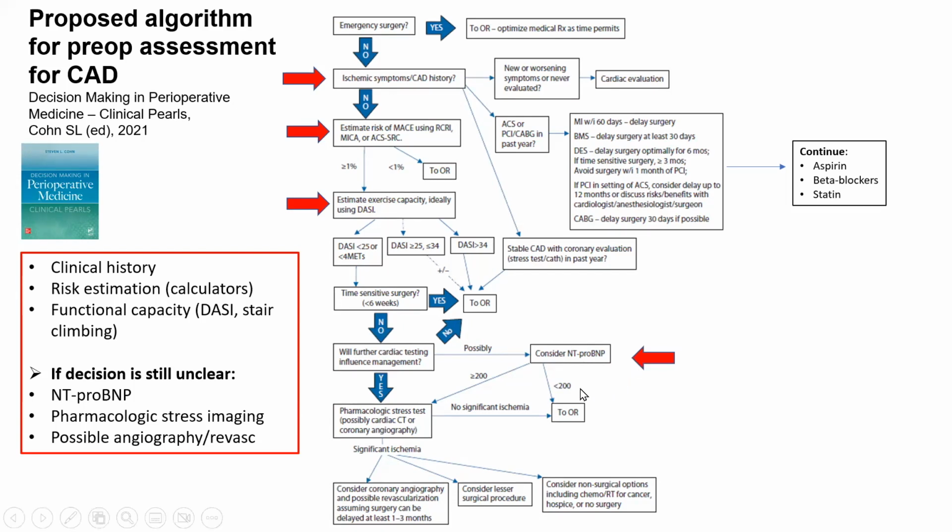If it's below the cutoff, they go to the OR with no further testing. If it's elevated, then you sit down and have a discussion with the patient, the surgeon, the anesthesiologist. Should we proceed with further testing? And then if testing is very bad, consider angiography. So we'll see what happens next year when the guidelines come out.